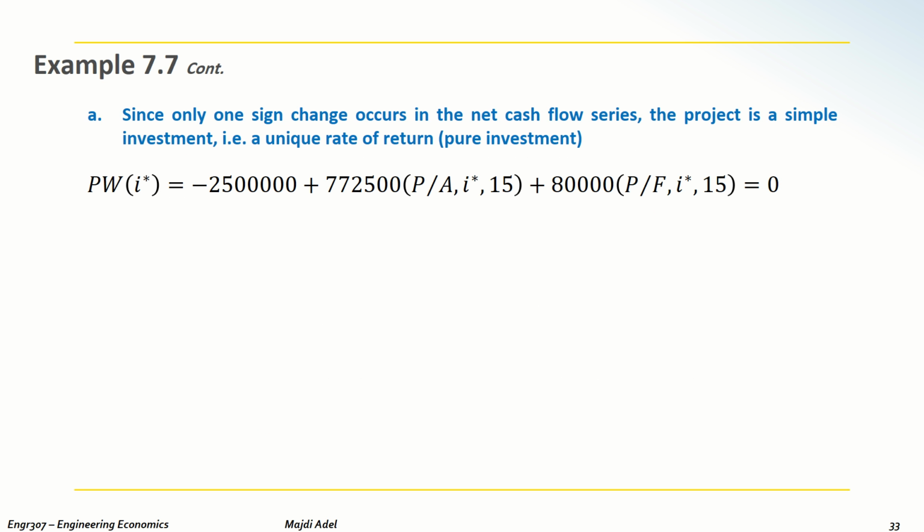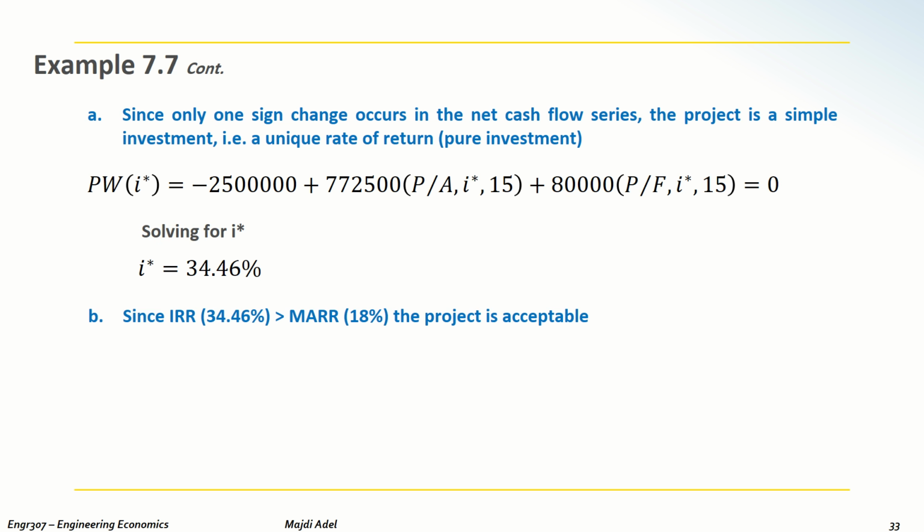Calculating the present worth for this project, calculating the internal rate of return of this project, present worth equals 0. Solving this equation, we will have that the internal rate of return is 34.46%. Now, since this is greater than the MARR of 18%, the project is acceptable.